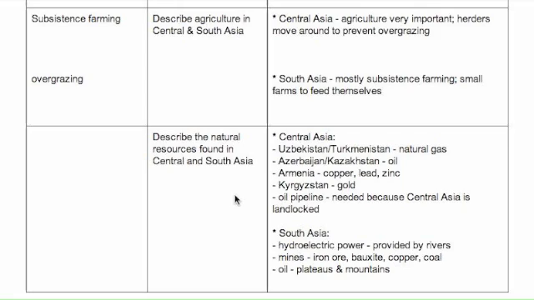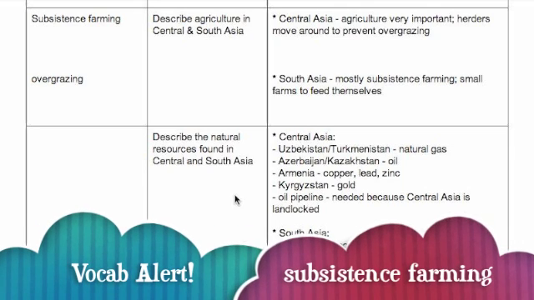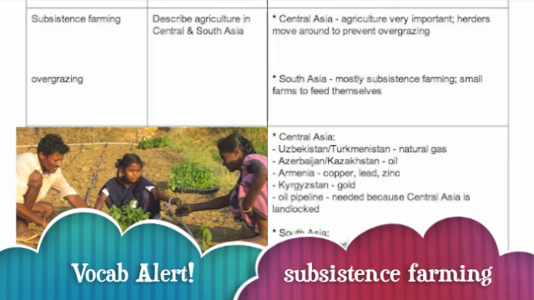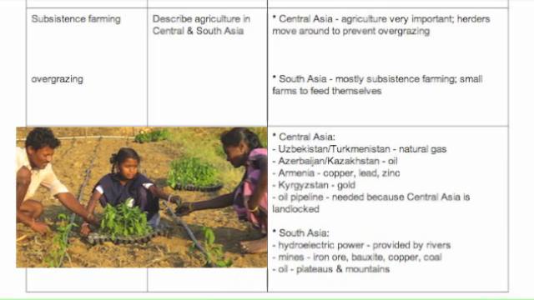And then if we move to South Asia, many people also work in agriculture. Farms tend to be small. And here's another vocab word. They're mostly engaged in subsistence farming, which means that they grow just enough crops to feed their families and have little left over to send to market to sell.